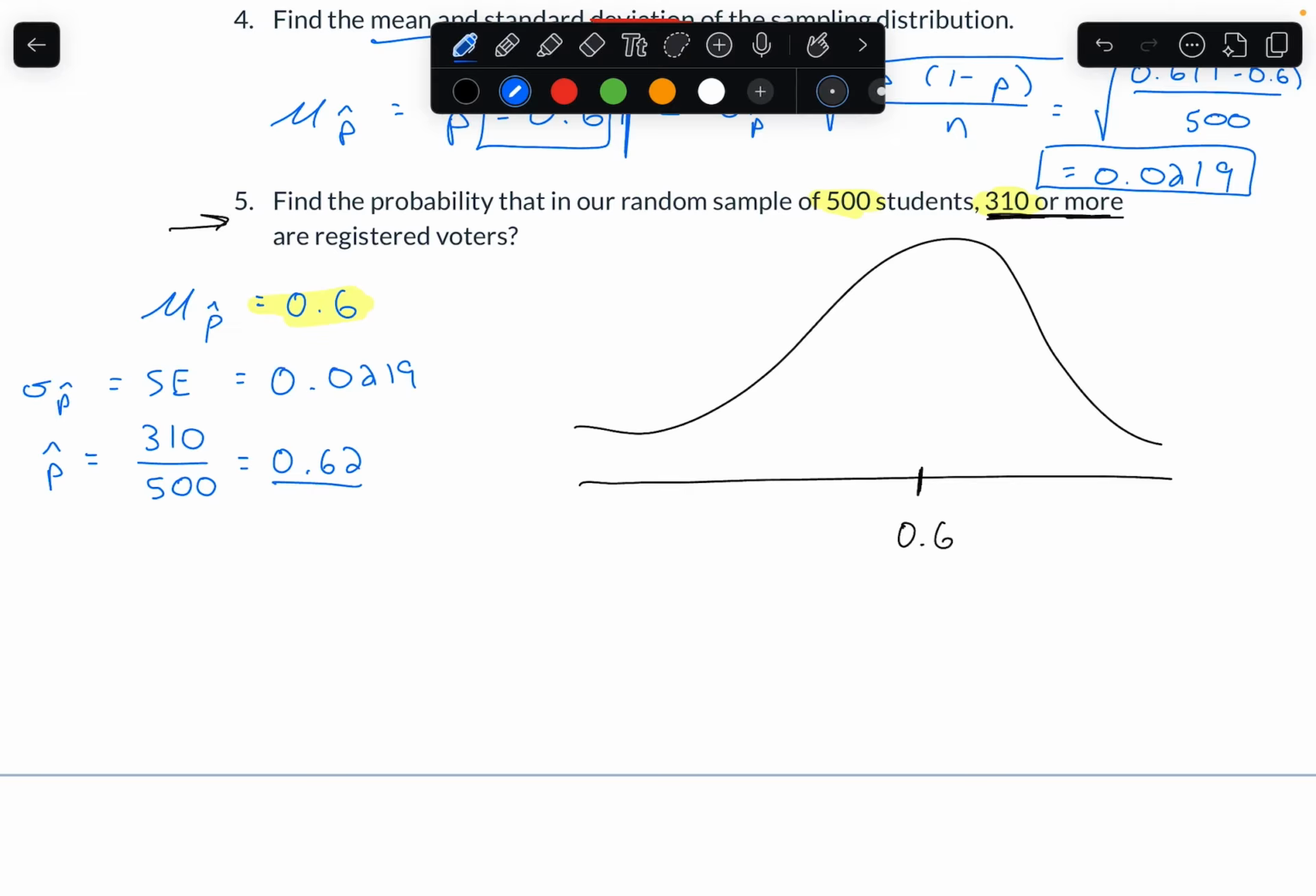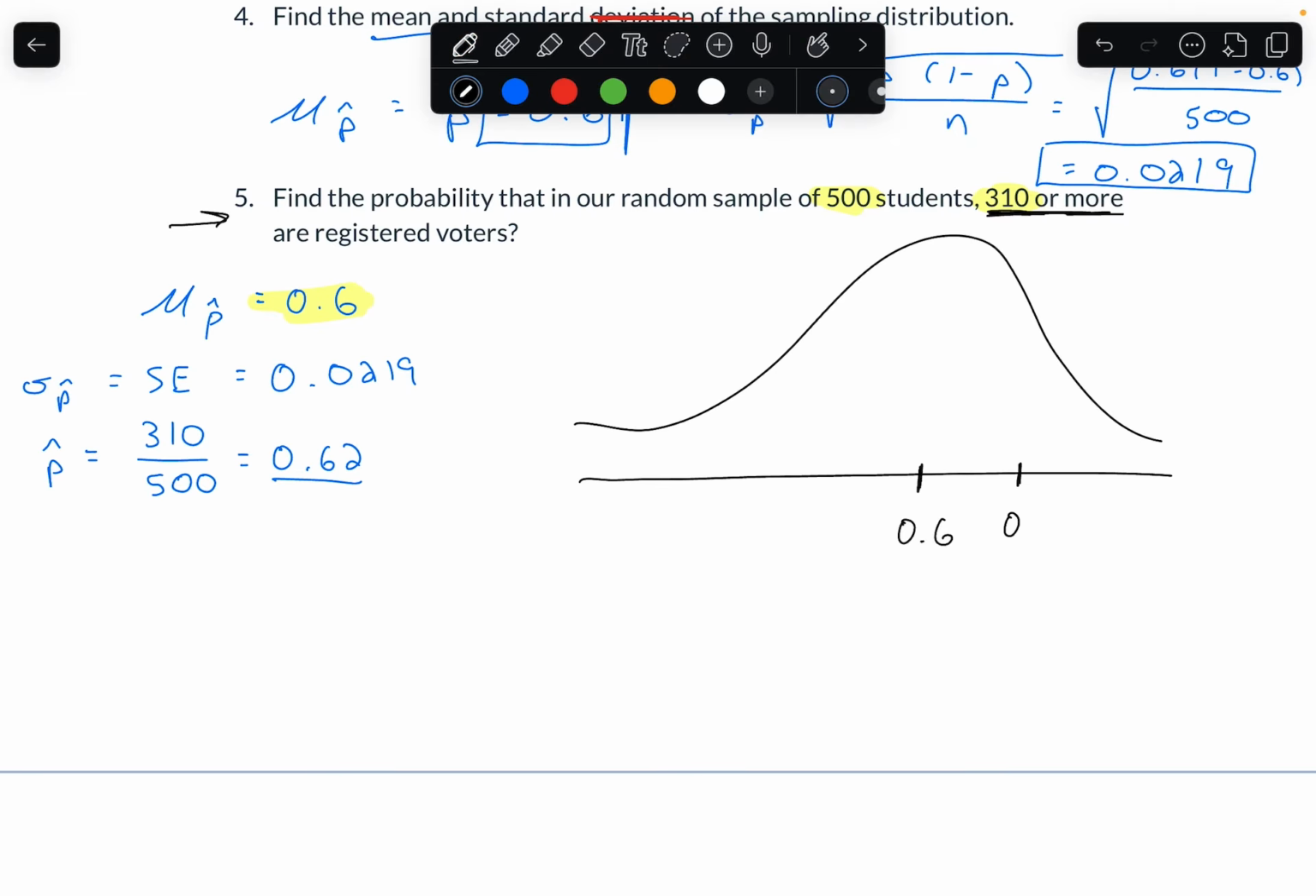I know that that is greater than 0.6, so that's going to live somewhere over here on the right. And I want to be able to talk about 310, going back to this, or more. So that means we want the area to the right. We're going to be talking about this area over here. So at this point, I can use what I know about z-scores, and I can say, all right, I know this is my mean, this is my standard deviation, this is my data value. Let's get right to it. We should have everything we need. So the z-score corresponding to 0.62. Remember, our z-score formula would be x minus the mean divided by the standard deviation.